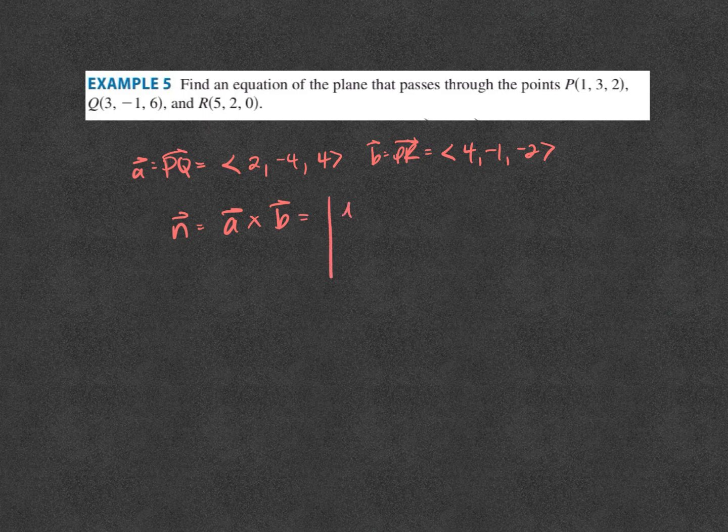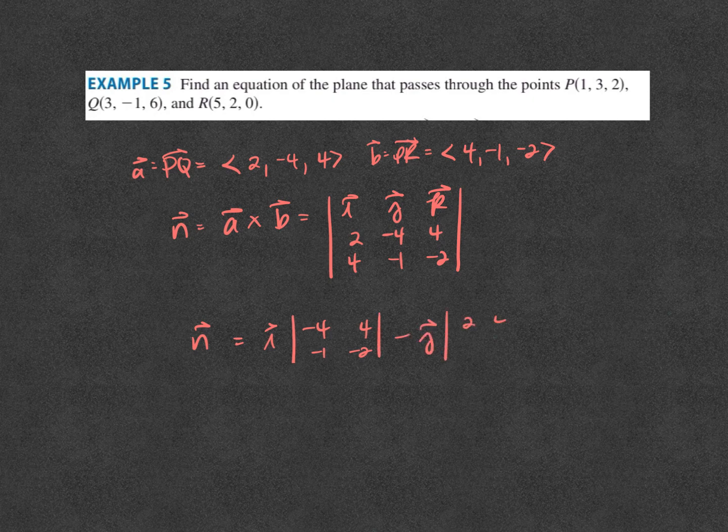Yay, section 12.4 coming back. So here we have i, j, k. Then we're going to plug in A, which is ⟨2, -4, 4⟩, and B, ⟨4, -1, -2⟩. So remember, we're looking for n. We have i times the cofactors of -4, 4, -1, -2, minus j times the cofactors of 2, 4, 4, -2, plus k times the cofactors of 2, -4, 4, -1. So I have i.